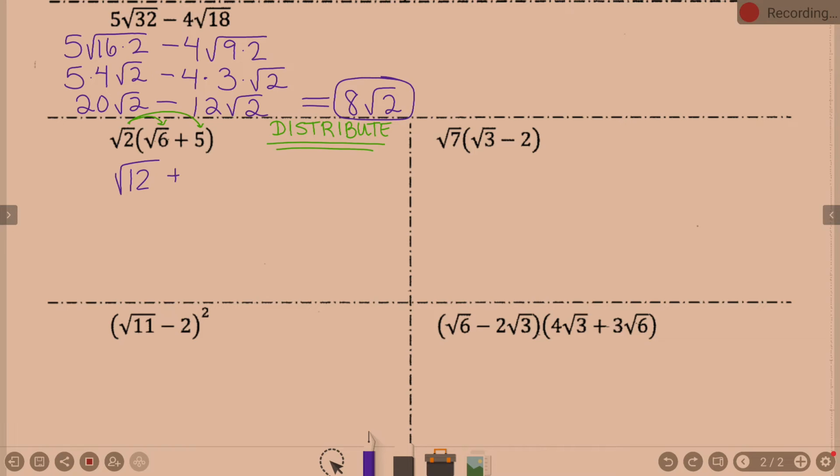You can't multiply those because one's under a radical and one's not. In order to multiply that with other radicals or other numbers, they have to both be under radicals. If one's under a radical and one's not, what's square root of 2 times 5? 5 square root of 2. Yeah, the 5's going to stay outside the square root. The 2 stays under the square root.